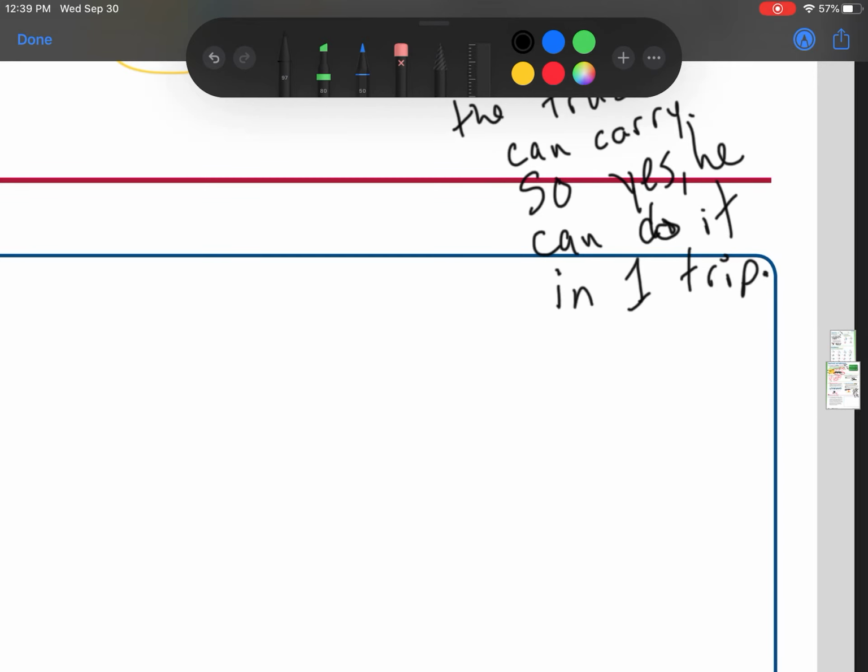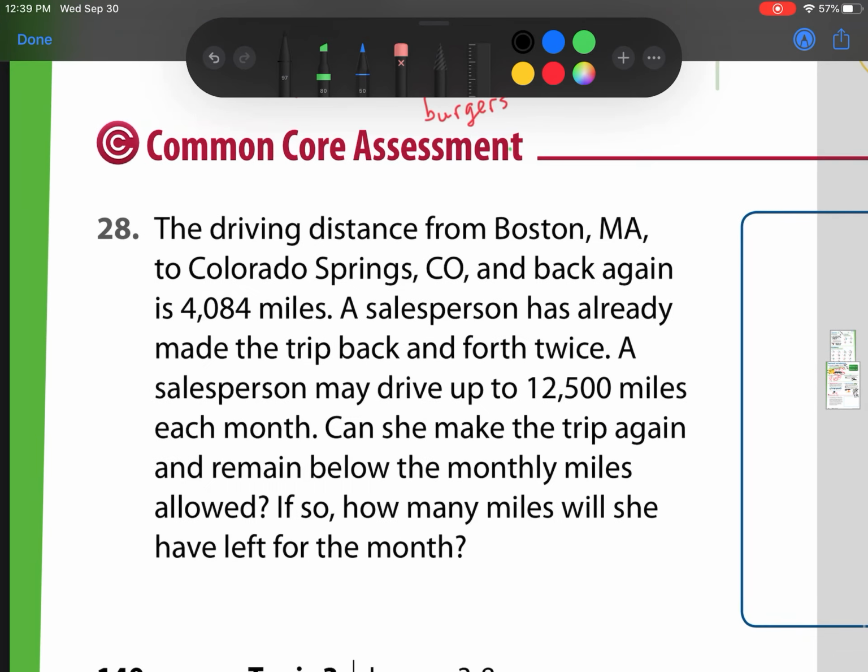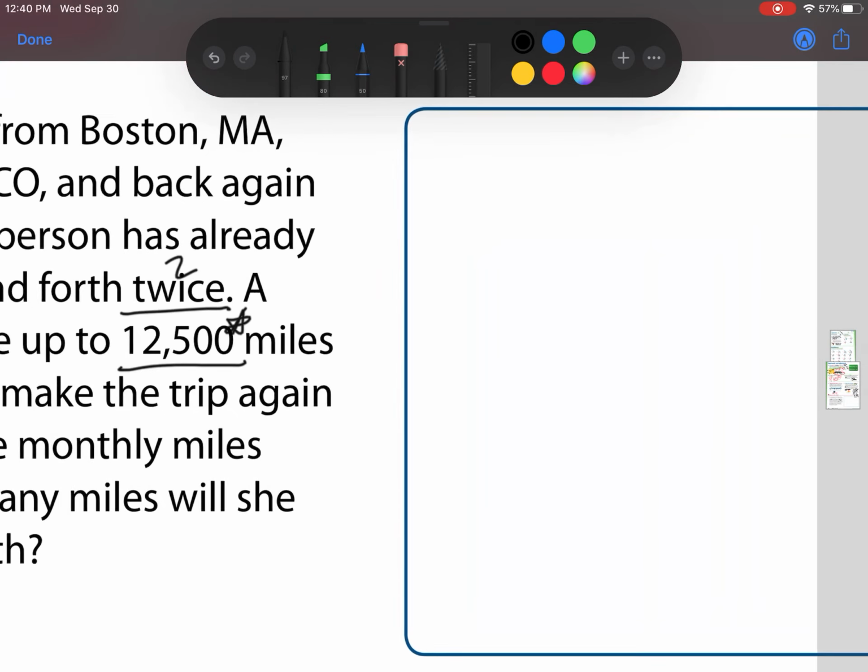So now let's head to our very last one. It's called the Common Core Assessment because it's going to be similar to what you'll see on the Common Core test, being your SBAC. The driving distance from Boston, Massachusetts to Colorado Springs, Colorado and back again is 4,084 miles. Salesperson has already made the trip back and forth twice. So that's a 2 for my number. Salesperson may drive 12,500 miles each month, so they can't drive more. That's the most they're allowed to drive. Can she make the trip again and remain below the monthly miles allowed? If so, how many miles will she have left for the month?